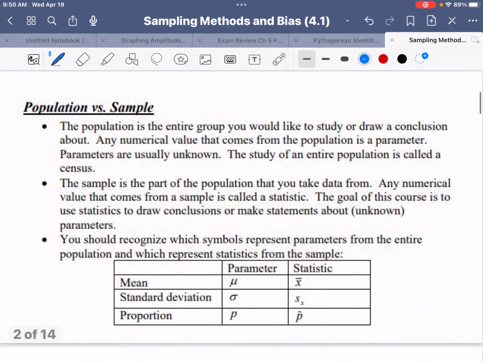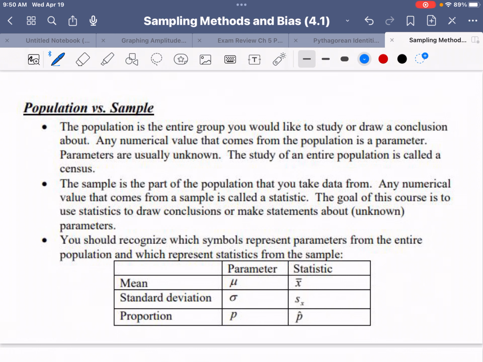First off, this is the chapter where we made sure you know the difference between a population and a sample. Remember that the population is the entire group you'd like to study or draw a conclusion about. Any number that describes a population is called a parameter. Hopefully you remember that. Got to use the right words.